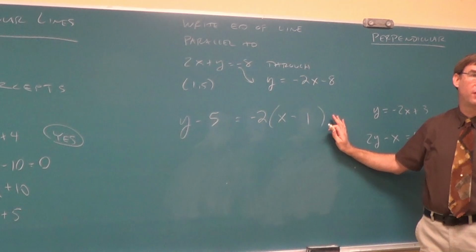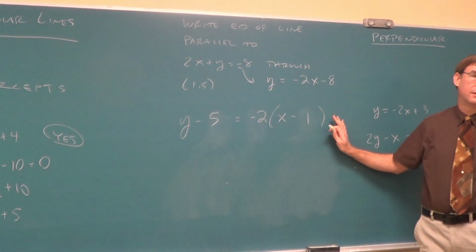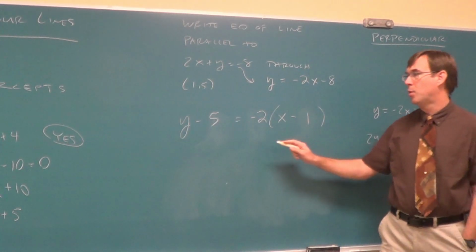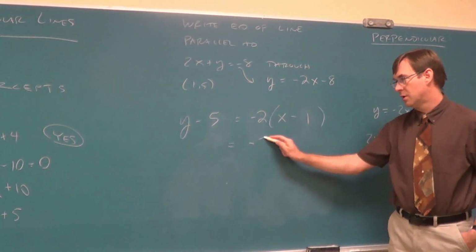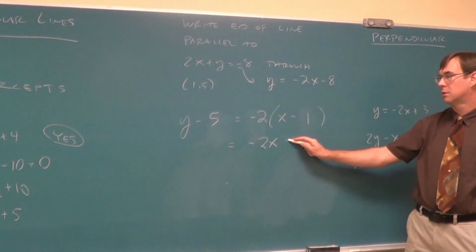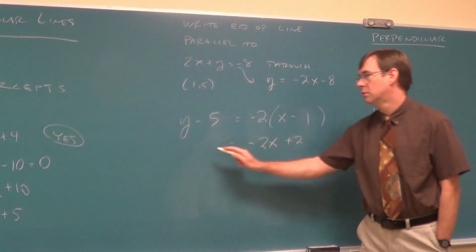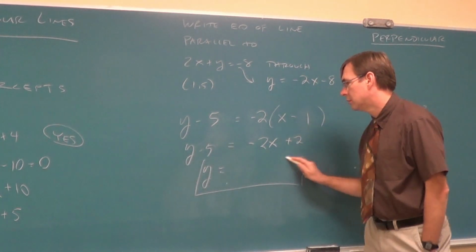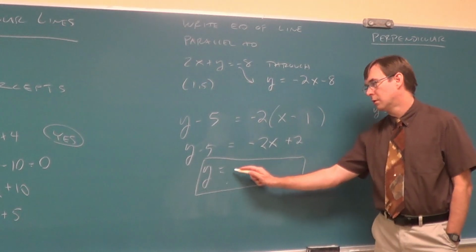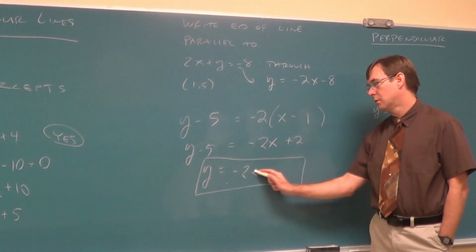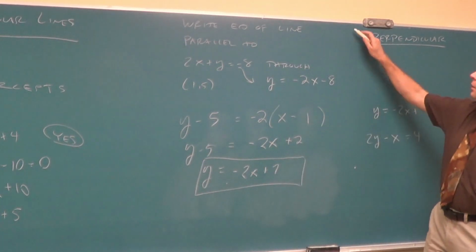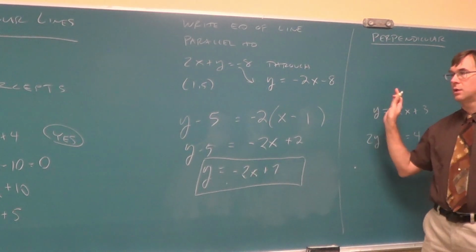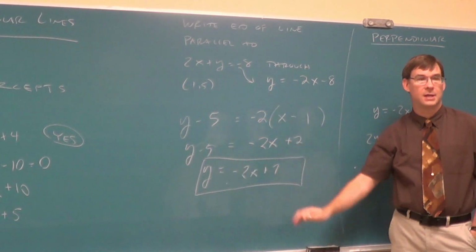Question about how we jump through there. Then what? Every time once you get it set up in point slope form, distribute. So negative 2x plus 2, to get the y completely alone. Y equals negative 2x plus 7. True.